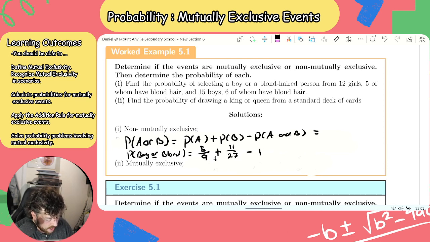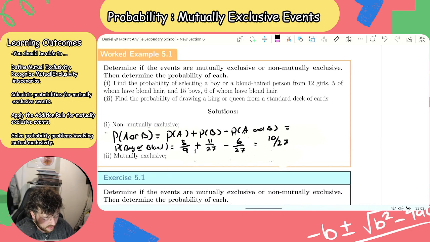And then I want to subtract the probability that someone is blonde and a boy. How many blonde boys do we have? We have 6. So minus 6 over 27. Put that in your calculators. You're going to get 10 in 27. So the probability of selecting someone who's a boy or blonde is 10 in 27.